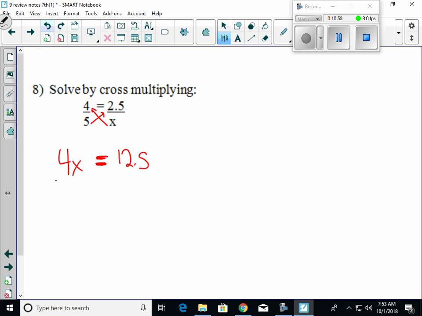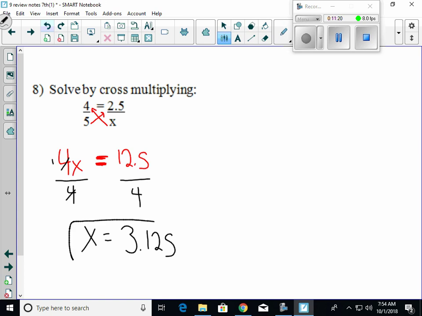To get rid of that 4 in front of the x, I'm going to divide it out. Okay, I want to turn that 4x into a 1x. Well, 4 divided by 4 is 1. So now I have 1x. 12.5 divided by 4 is 3.125. Okay, so this way of solving proportions is helpful when you have decimals to deal with.